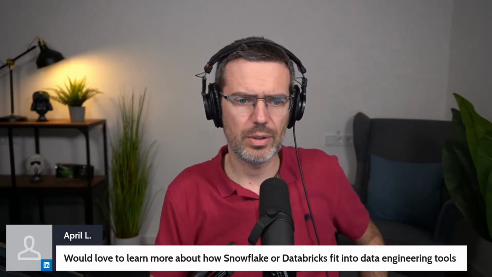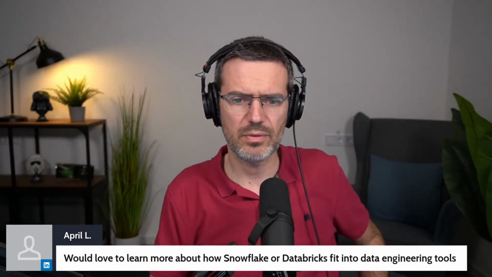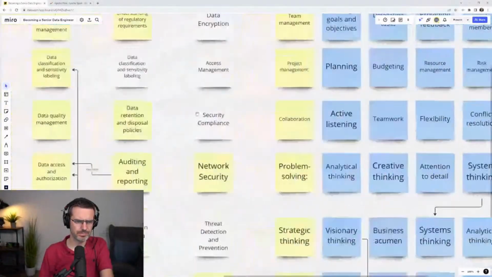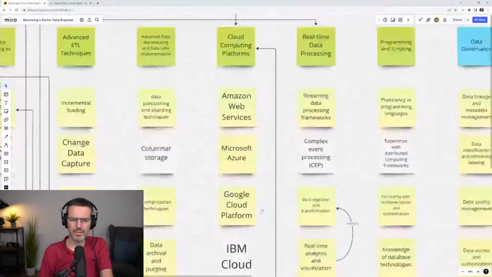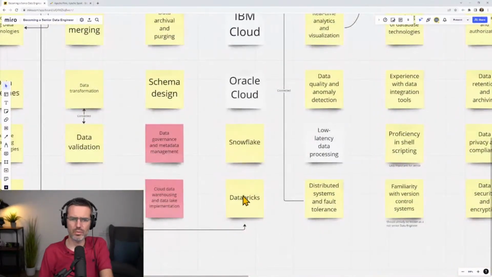Would love to learn more about how Snowflake or Databricks fit into data engineering tools. Well, Snowflake and Databricks fit more into the platform part. We actually had that in the cloud computing platforms, and below there were Snowflake and Databricks.